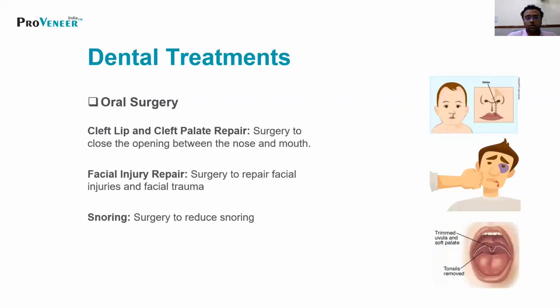Oral surgery also involves repair of cleft lip and cleft palate, and a lot of dental traumas. Oral surgeons take care of traumas, which include orbital fractures, maxillary fractures, facial fractures, mandibular fractures, condylar fractures, etc. Nowadays there are also surgeries to reduce snoring. Oral surgeons also take care of your TMJ, the temporomandibular joint, and do temporomandibular joint surgeries.